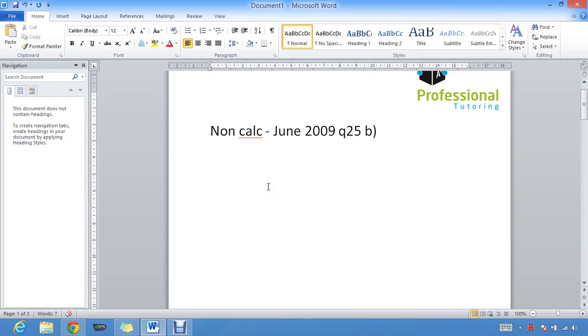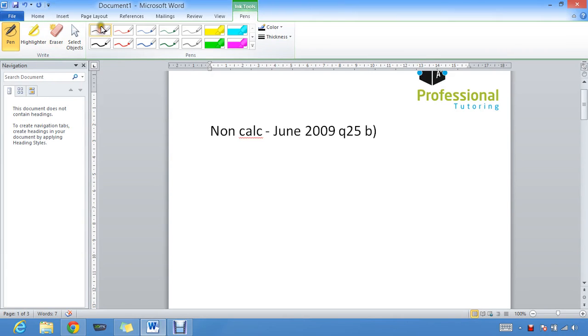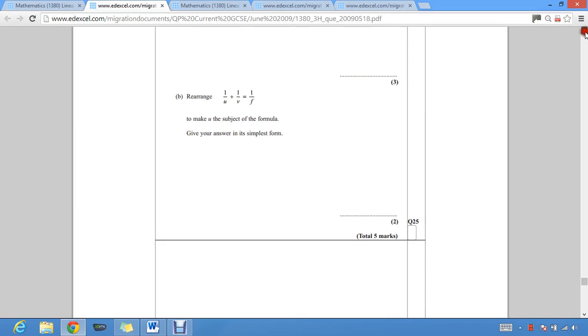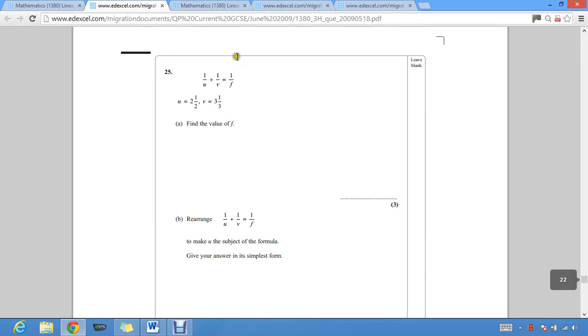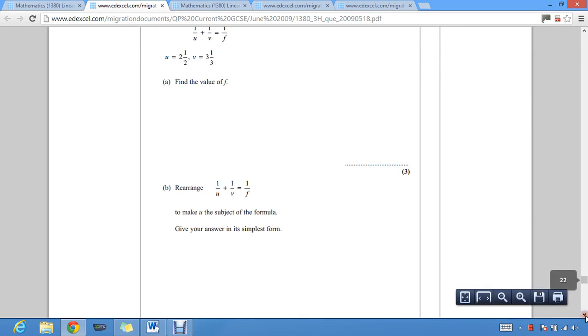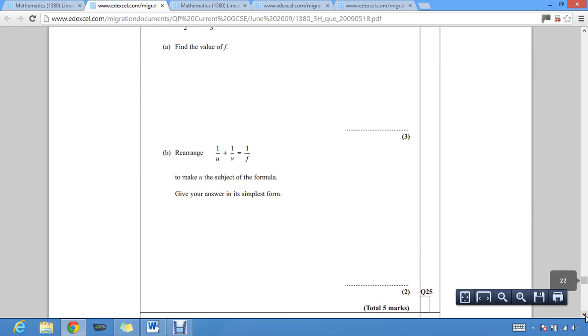Right, we're looking at part B of that question involving the fractions with letters in them. Okay, so just to remind you, the question that we were looking at was this question here. Now part B of this question is asking you to rearrange, make the subject of the formula. In this case we have to make u the subject of the formula. And this particular question is question 25 of the paper towards the end, so expect some degree of difficulty. And total is worth 5 marks.